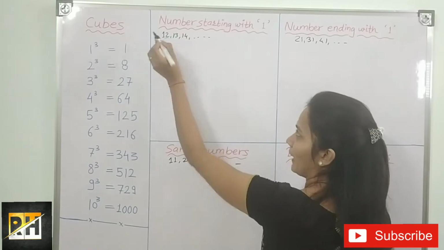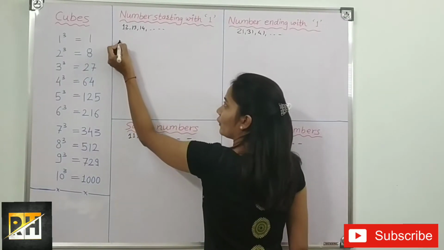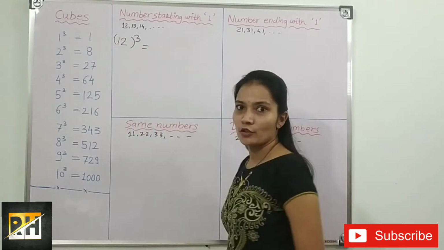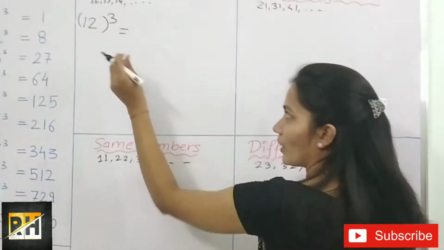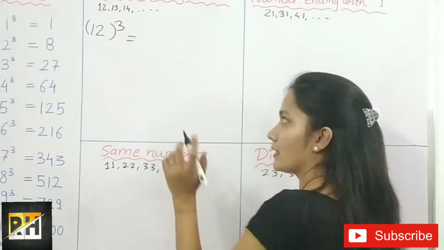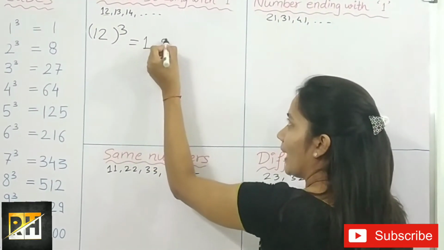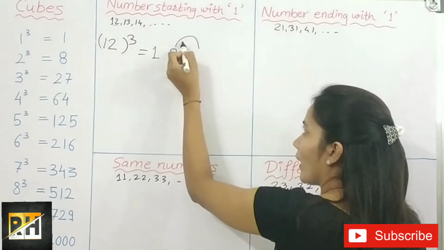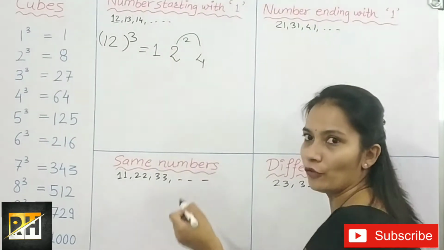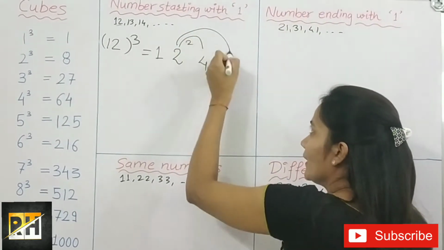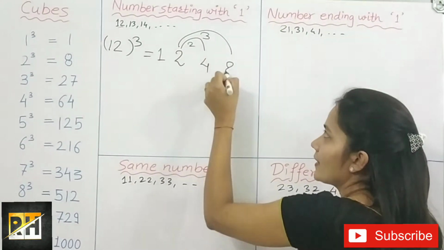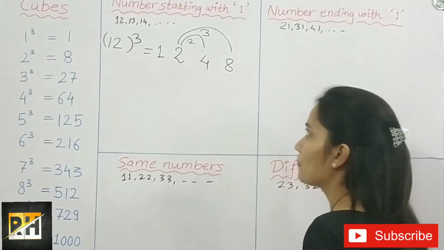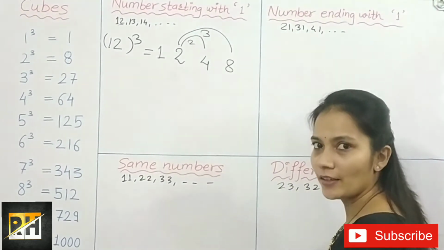Let us take 12. If we want to find the cube of 12, the first step is you write these 2 digits as it is, means you write 1 and 2. Next step is you write the square of 2, that is nothing but 4. Then you write the cube of 2, that is 8. That's why I told you to remember the cubes up to 10. So this is the first step.